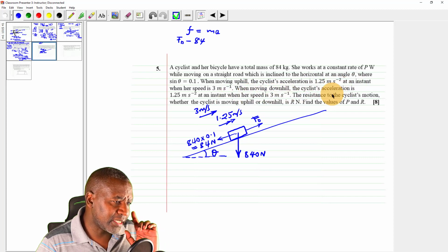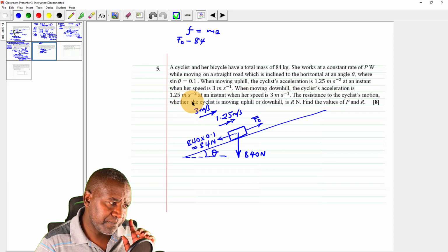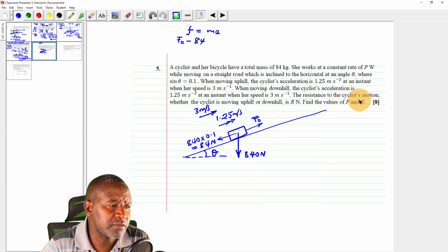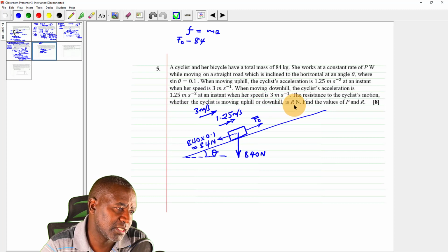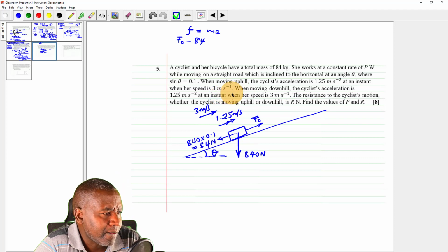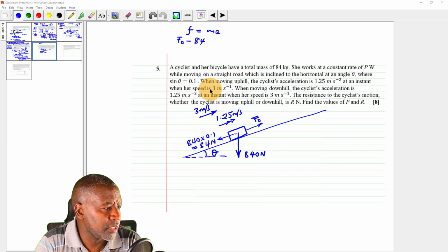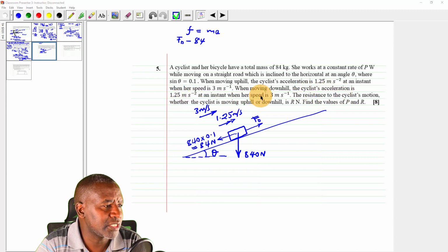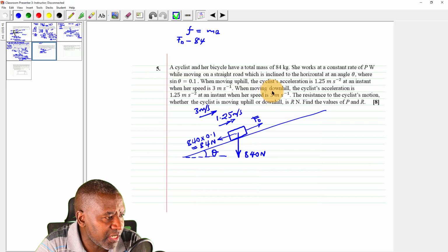When moving downhill, the cyclist's acceleration is the same at an instant when her speed is 3 meters per second. The resistance to the cyclist's motion, whether the cyclist is moving up or down the hill, is R. Find the value of P and R. Okay, I think there is a problem here. I typed this question wrongly. This is supposed to be 10, so there is a correction there.